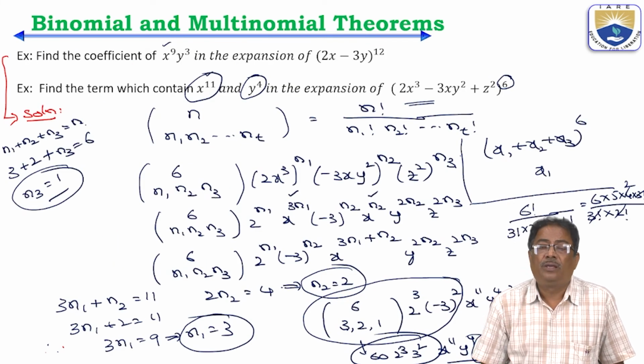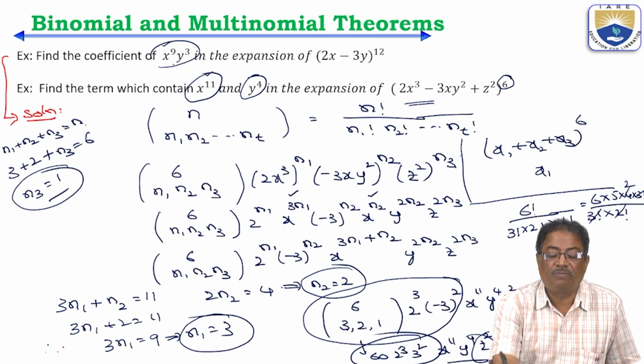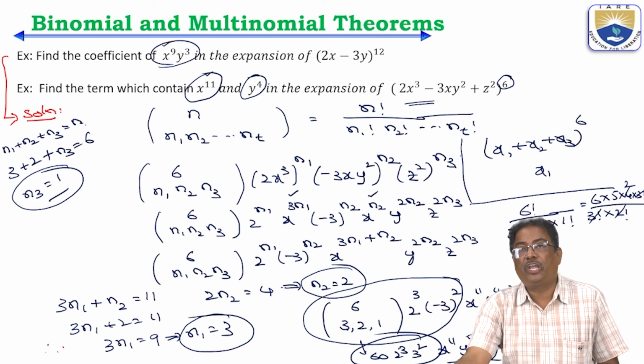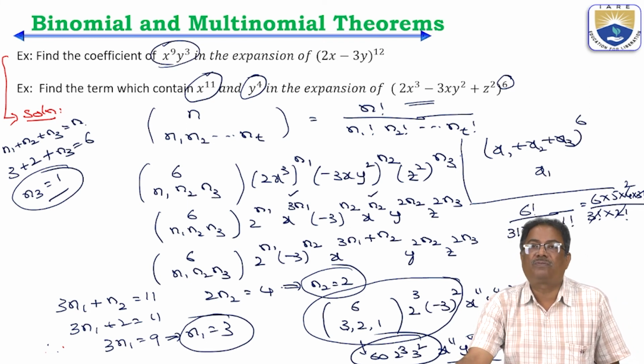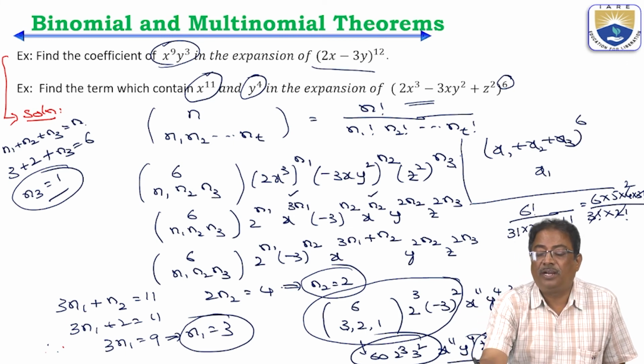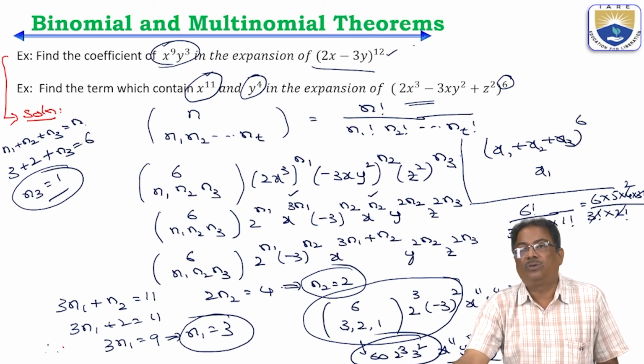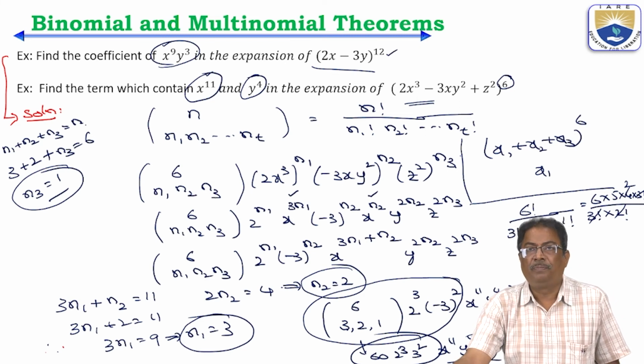And similarly, we are considering what is the coefficient of x to the power of 9, y cubed. And of course, z to the power of something will be there. They have not mentioned the full coefficient, so we have to consider the corresponding z power. And we have to expand this to the power of 12. And we are going to find the coefficient.